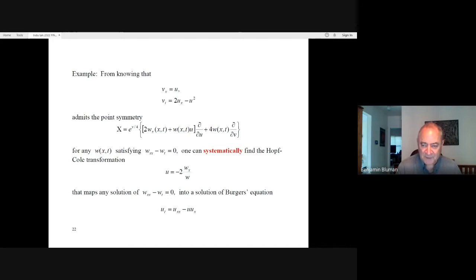So from this point symmetry, one can systematically find the formula that maps this nonlinear system into a linear system of PDEs, a one-to-one mapping. And through this one can systematically find the Hopf-Cole transformation that maps any solution of the heat equation into a solution of Burgers' equation. That's what comes out. See, the u actually satisfies Burgers' equation here. Later on, I'll discuss how we could have found this system itself. That's the interesting question. That's the extension to non-invertible mappings, because this is, strictly speaking, a non-invertible mapping. And how can we find that more directly? And how does this system here arise?